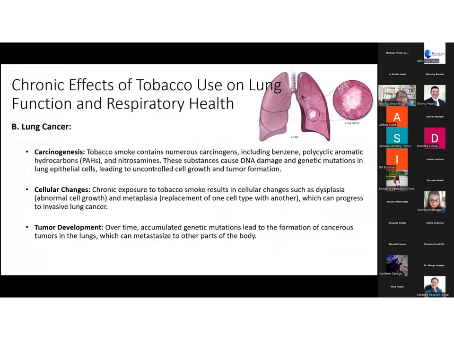Lung cancer. Tobacco smoke contains numerous carcinogens, and these substances cause DNA damage and genetic mutations in the lung epithelial cells, which leads to uncontrolled cell growth and tumor formation. Cellular changes that take place: chronic exposure to tobacco smoke results in cellular changes such as dysplasia and metaplasia, which can progress to invasive lung cancer. And over time, accumulated genetic mutations can lead to the formation of cancer tumors in the lungs, and this can metastasize to other parts of the body.